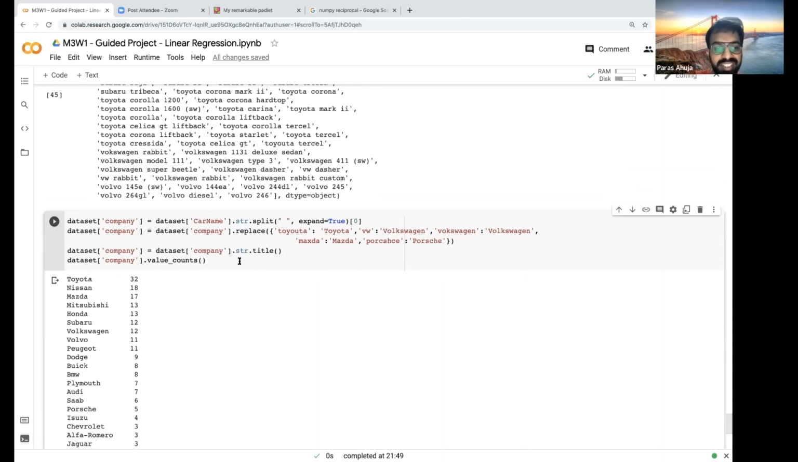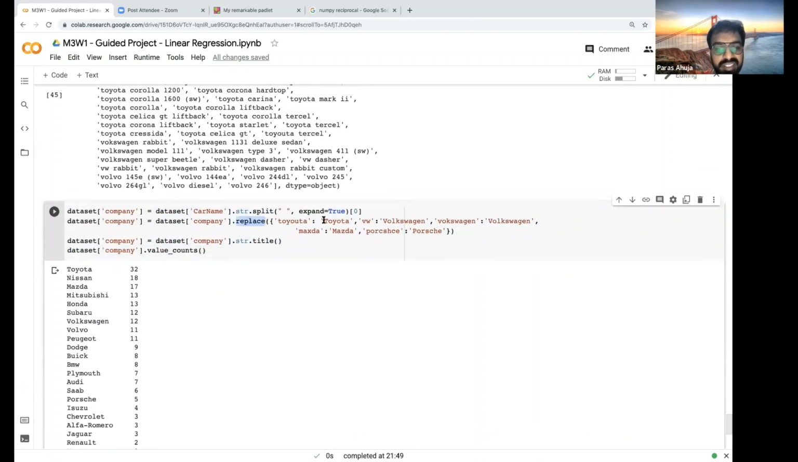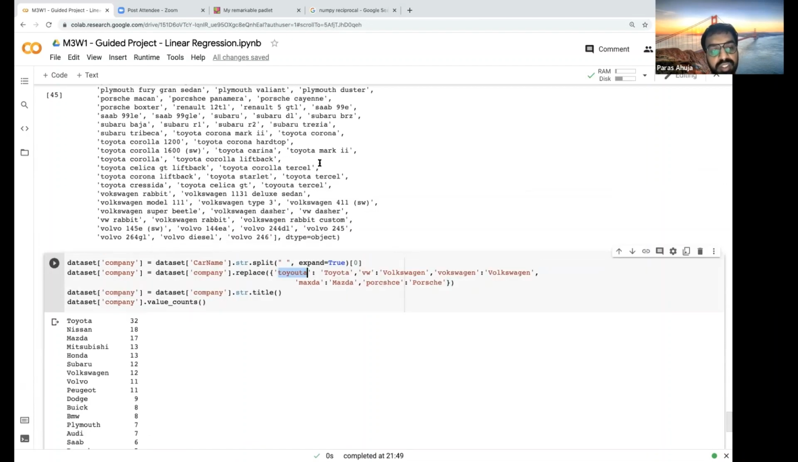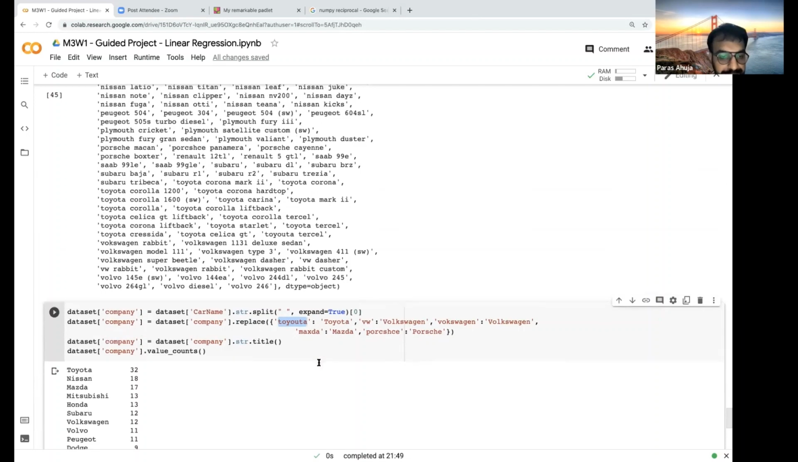So I think this data frame processing everyone is now aware of, how it is done. Replacing this Toyota is basically cleaning. Volkswagen was there with different names, so they were corrected, and Toyota was there with this name also. It was corrected. So this is something that was seen in this data and was corrected.